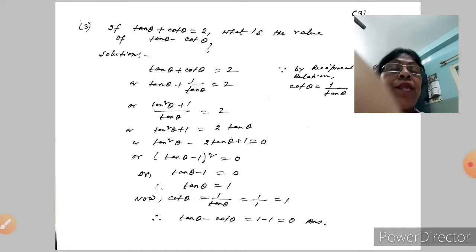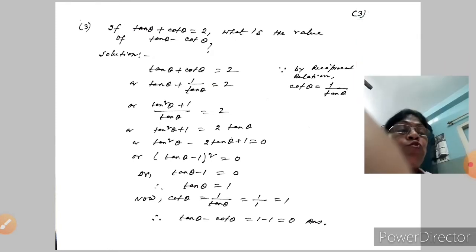Now, come to question number 3. If tan theta plus cot theta is equal to 2, what is the value of tan theta minus cot theta? Now, we start the solution. Tan theta plus cot theta is equal to 2. Therefore, tan theta plus 1 by tan theta.